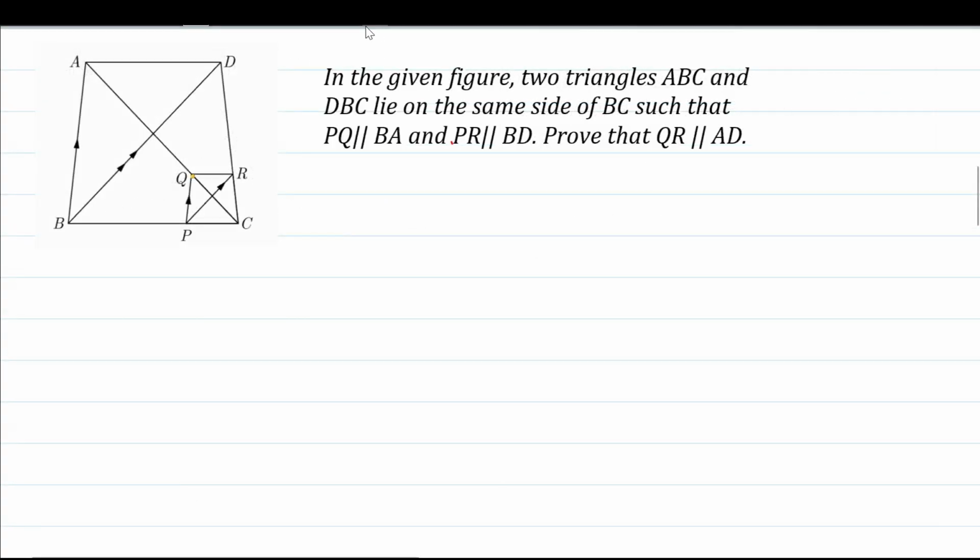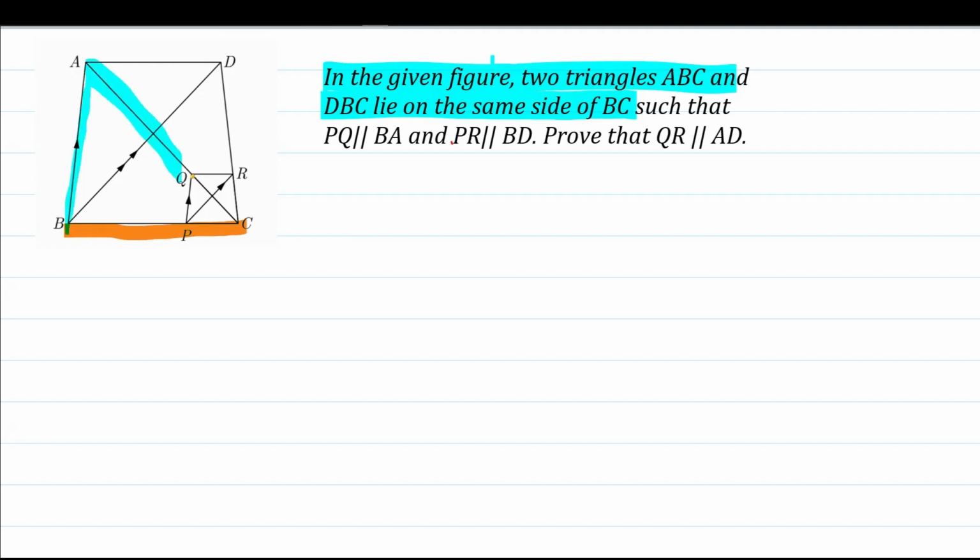In this question, we are given a figure and the two triangles ABC and DBC are drawn on the same side. So BC is the common side where two triangles are drawn. One is triangle ABC, and the other is triangle DBC. This is the first information we have.